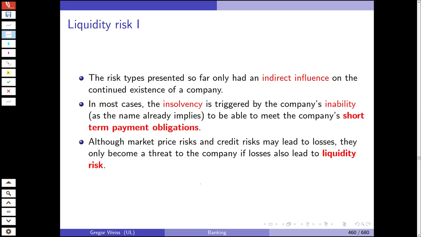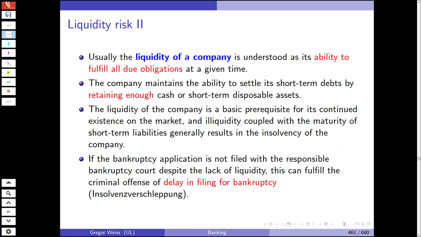So the insolvency, in the end, is triggered by the company's inability, as the name already implies, to meet the company's short-term payment obligations. You're illiquid. You're insolvent. Market price risk and credit risk may lead to losses. They only become a threat to the existence of the company, of the bank, if losses also lead to liquidity risk. And the liquidity of a company is usually defined as the company's ability to fulfill all due obligations at a certain time. The company maintains the ability to settle its short-term debts and liabilities by retaining enough cash or cash equivalents or short-term disposable assets. And liquidity of a company is a prerequisite for continued existence on the market. Illiquidity will be the company's downfall, and it will lead to bankruptcy.